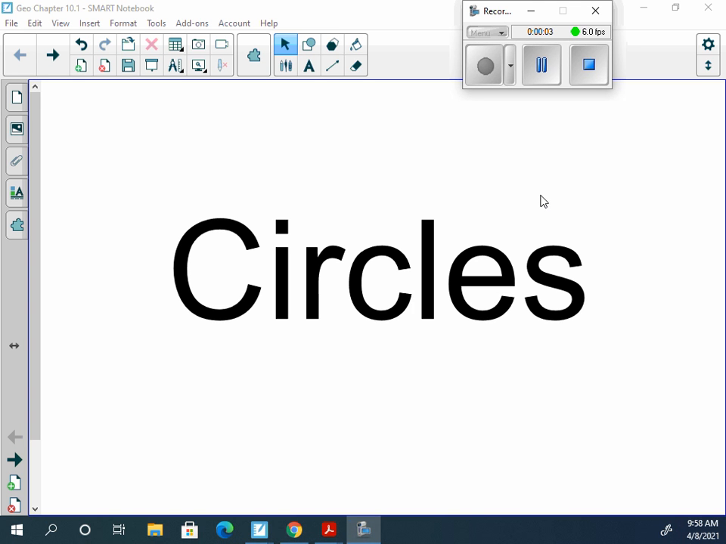And what Chapter 10 is going to be covering is circles. So all of Chapter 10 is going to be focused on circles and parts of circles.